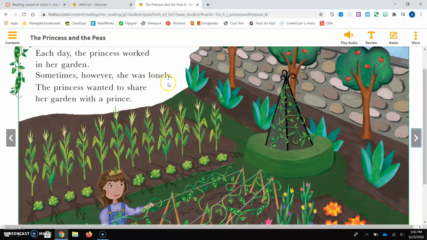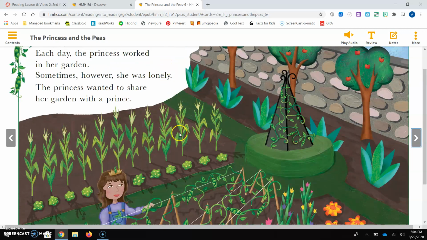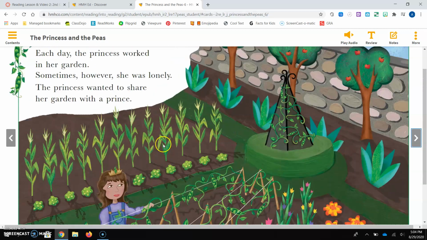Lonely. Not really sure what that word is. Let me look at my pictures. Let's see. It says sometimes, however, so she's the princess. She was lonely. So what is she? Let's look at her face. She looks kind of sad, but that doesn't make sense. What's another word for sad? Lonely. Yeah, she looks really lonely because she's all by herself in her garden.